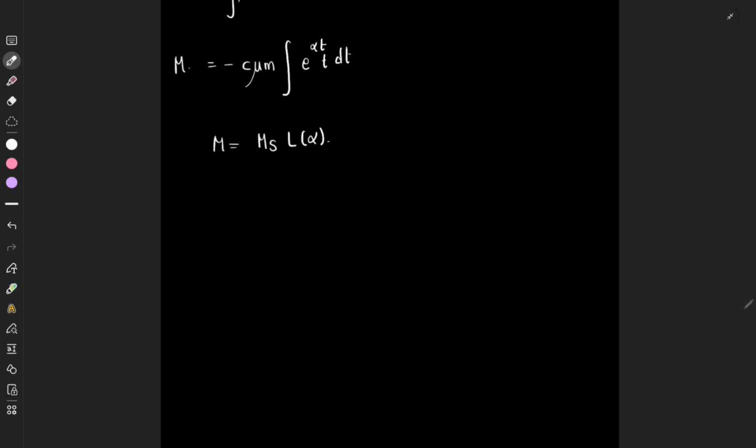In statistical mechanics we have done the derivation to find the Langevin function, and it turned out to be coth alpha minus 1 by alpha, where coth alpha is 1 by x plus x by 3 minus 2x cubed by 45. This derivation was done in the statistical mechanics course. And the saturation magnetization is nothing but n nu m.